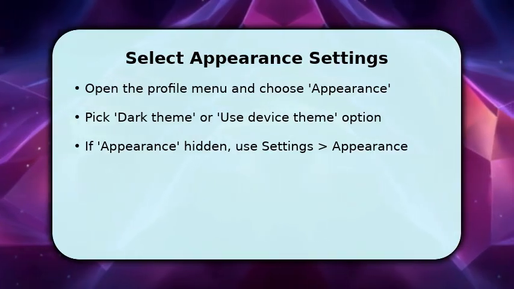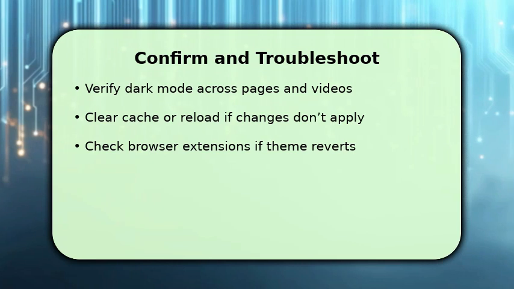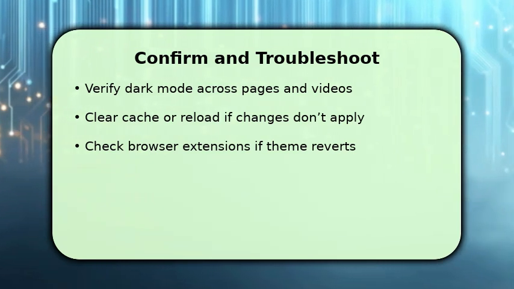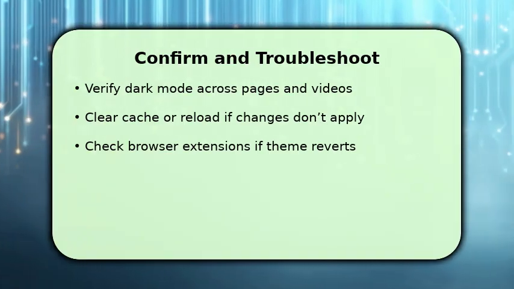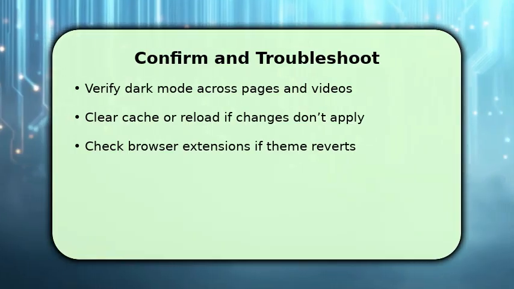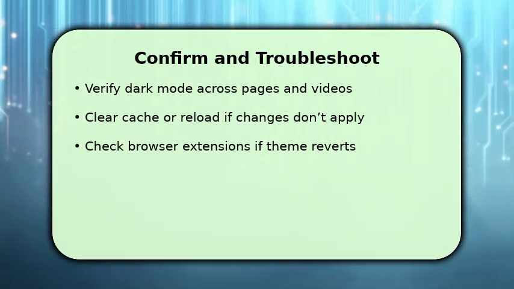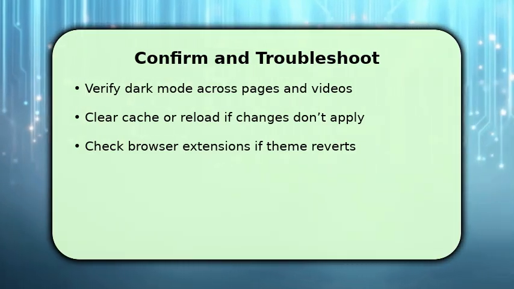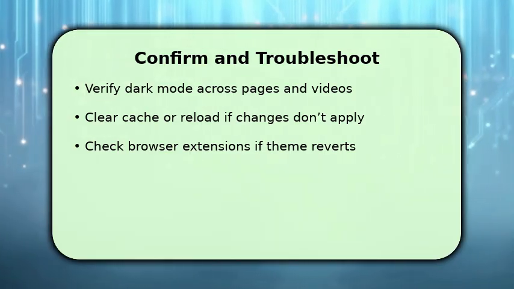Once you select Dark Theme, scan a few pages and play a video to confirm the change applied across YouTube. If the site still looks light, reload the page or clear the browser cache and cookies, then try again. Make sure no browser extension or privacy tool is forcing a different style sheet. Disable extensions temporarily to test. Finally, if you used Use Device Theme, ensure your OS dark mode is enabled. If problems persist, sign out.